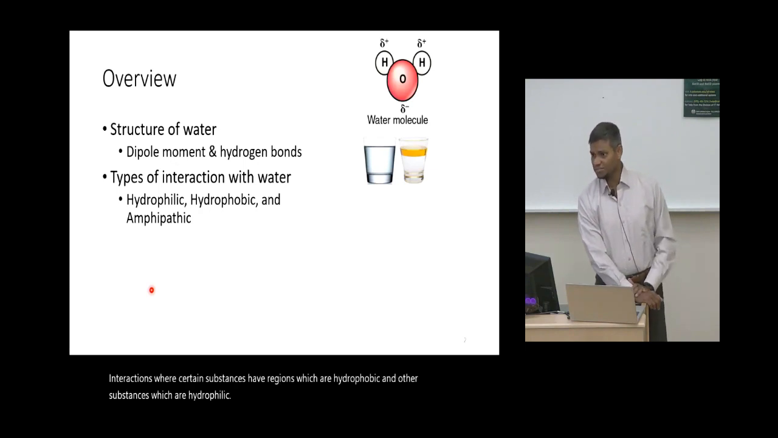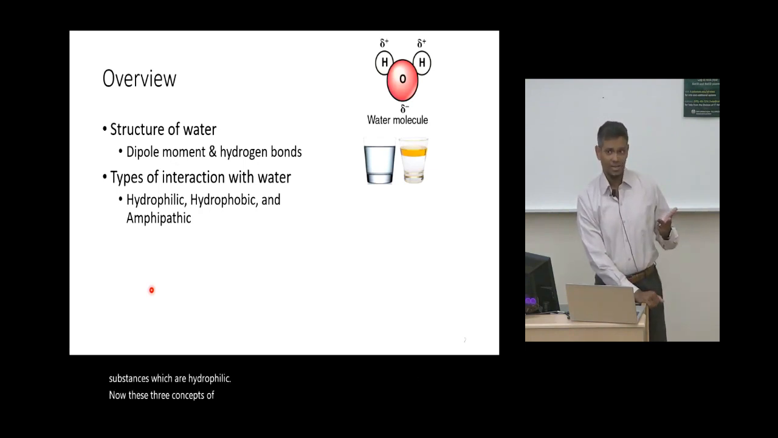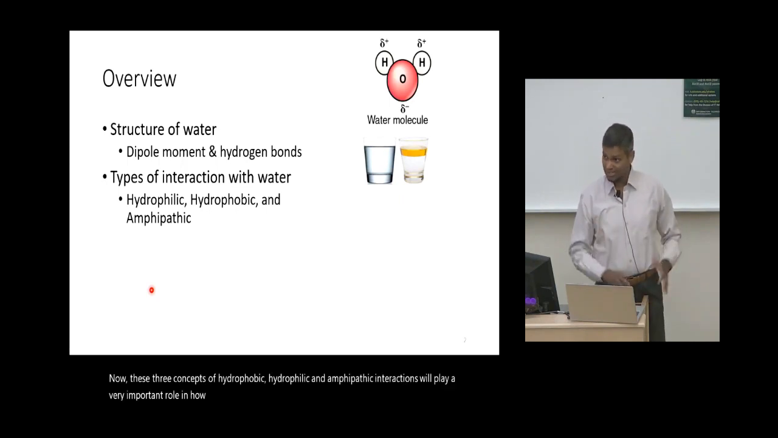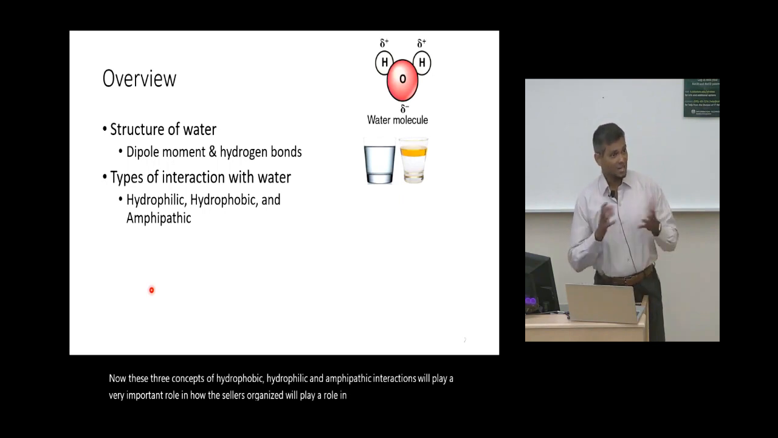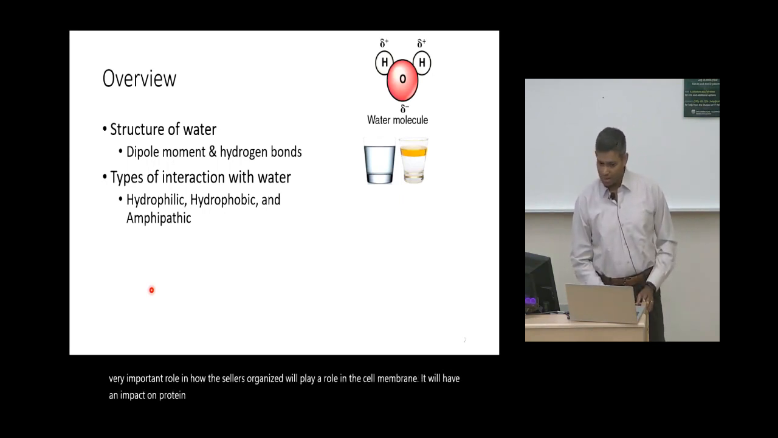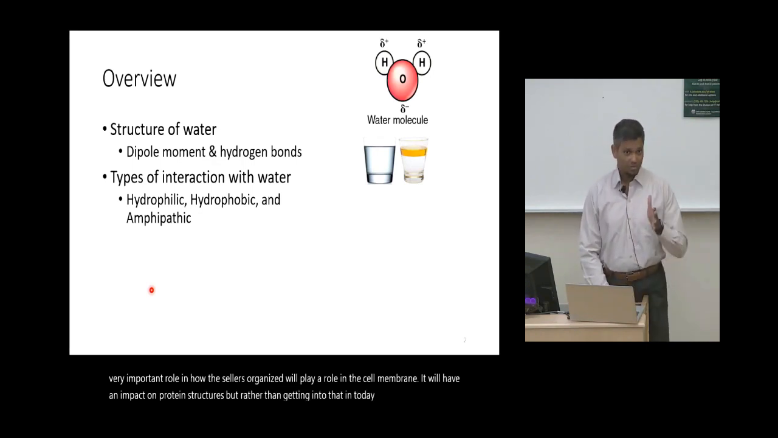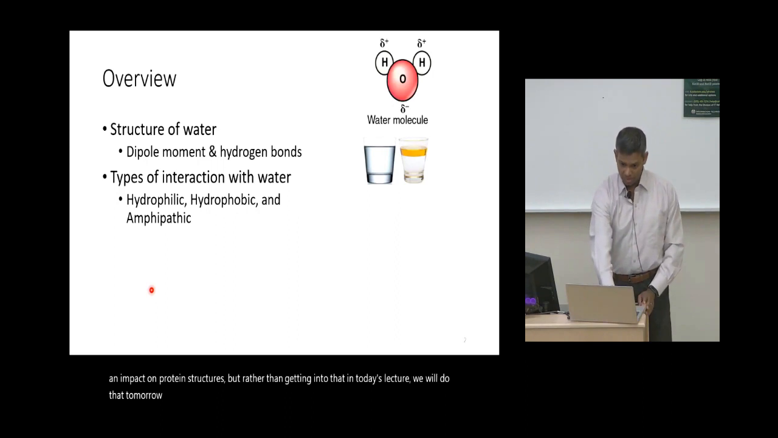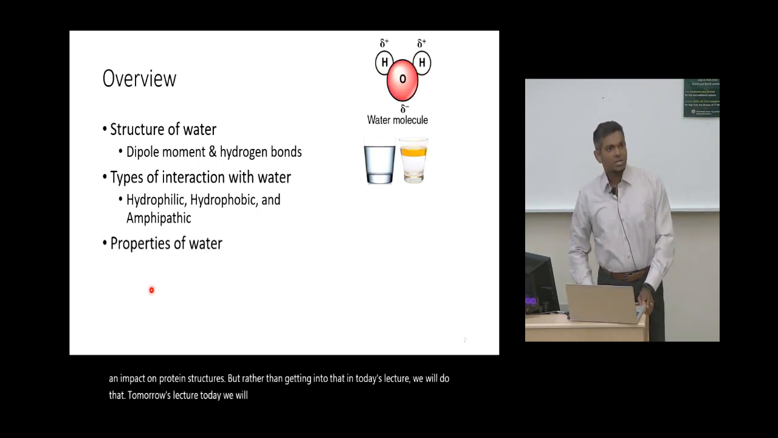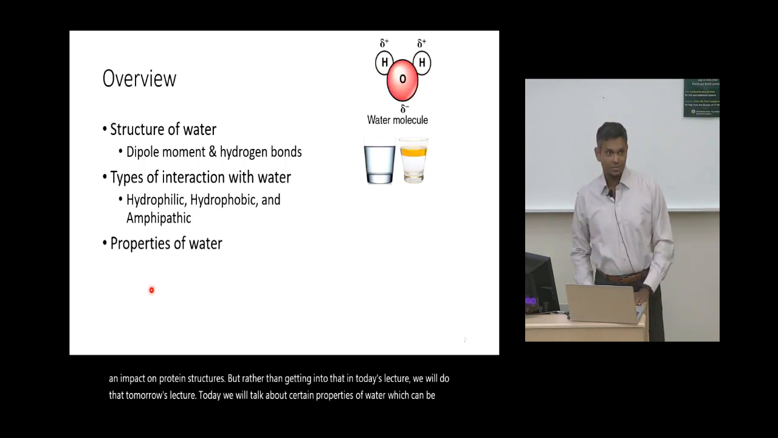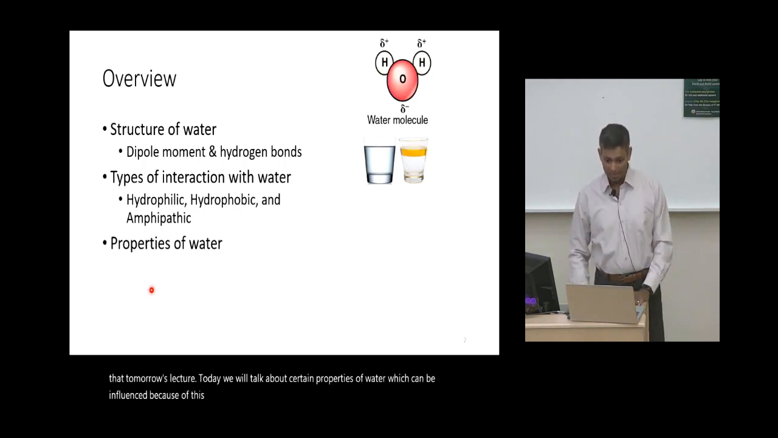Now these 3 concepts of hydrophobic, hydrophilic, and amphipathic interactions will play a very important role in how the cell is organized. It will play a role in the cell membrane. It will have an impact on protein structures. But rather than getting into that in today's lecture, we will do that in tomorrow's lecture. Today we will talk about certain properties of water which can be influenced because of this hydrogen bonding.